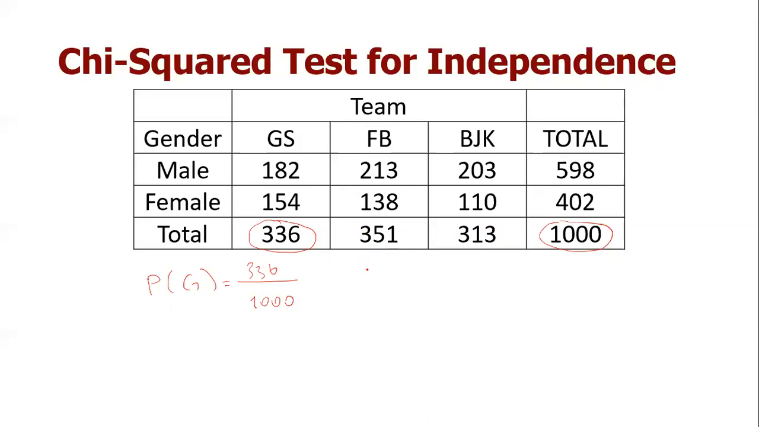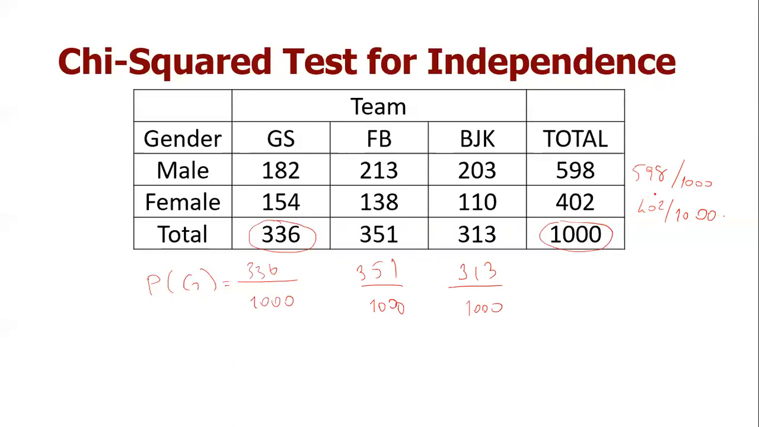So how about Fenerbahce? This is equal to 351 divided by 1,000. How about Beşiktaş? That's equal to 313 divided by 1,000. And how about the probability of being a male? You just pick a guy from that crowd and it turns out that he's a male: 598 divided by 1,000, and 402 divided by 1,000 for female. Again, these are not marginal frequencies, but these are the marginal probabilities.